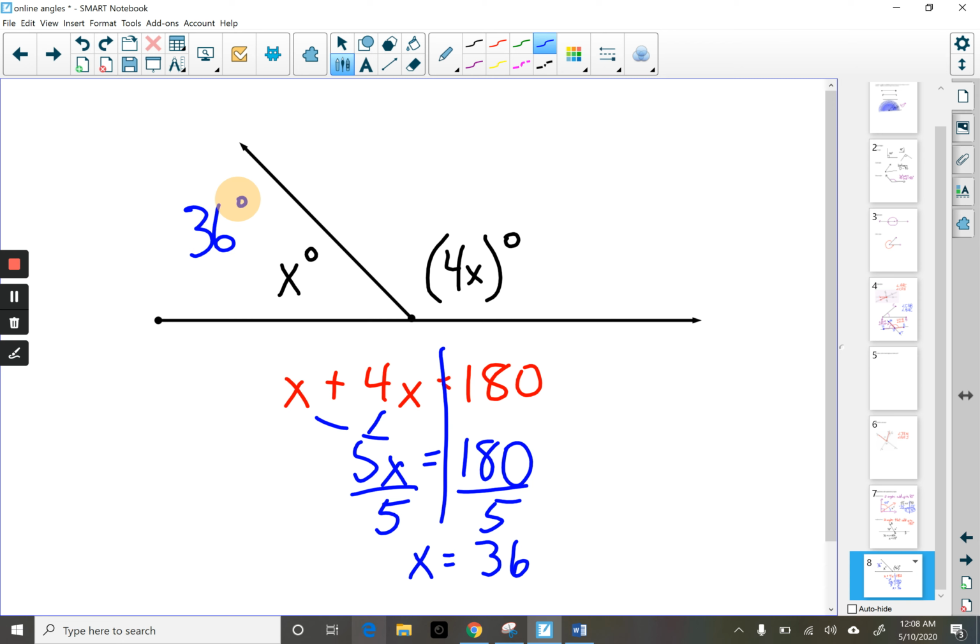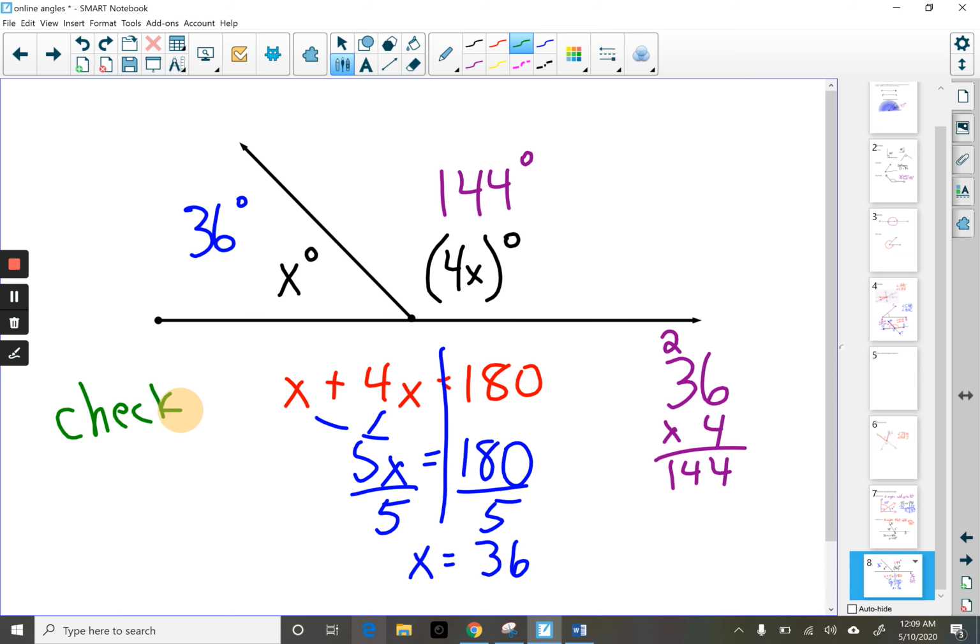And I didn't solve this beforehand, so we're going to try this out. That means the other angle is 4 times x. 4 times 36 is 144. That looks right. Final check: 36 and 144 add up to 180 degrees. And there we go.